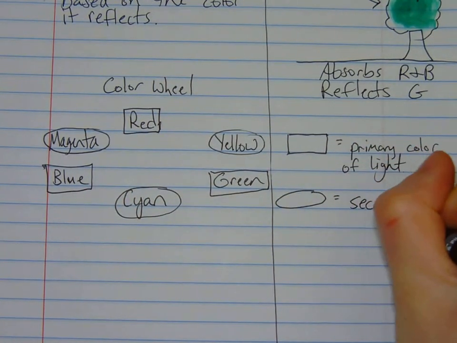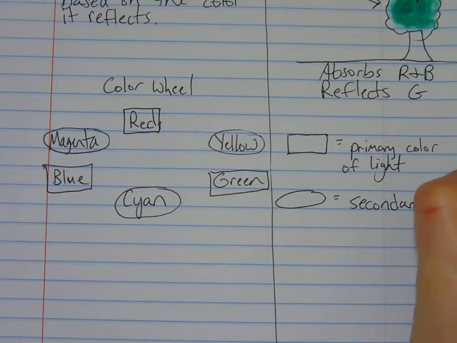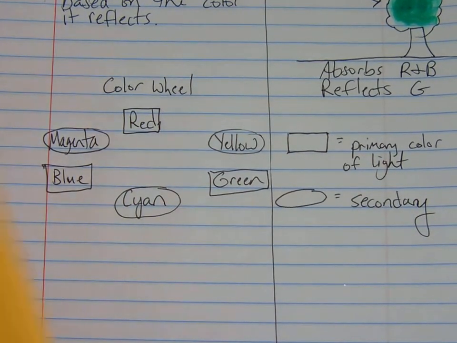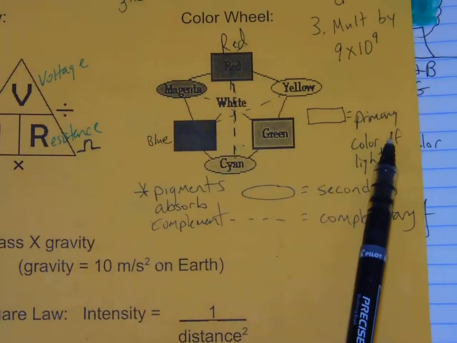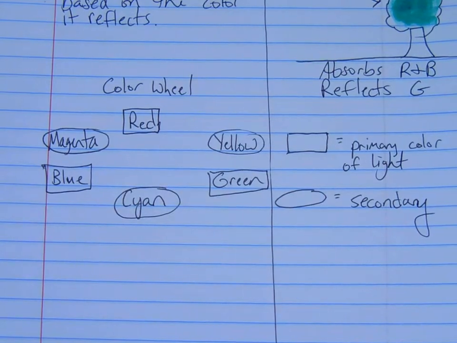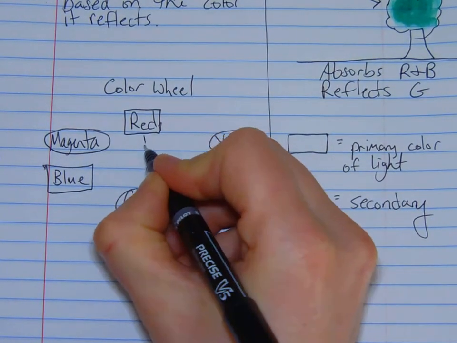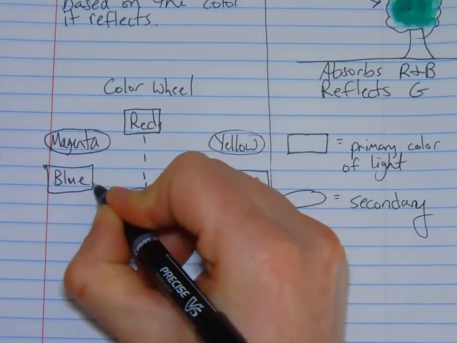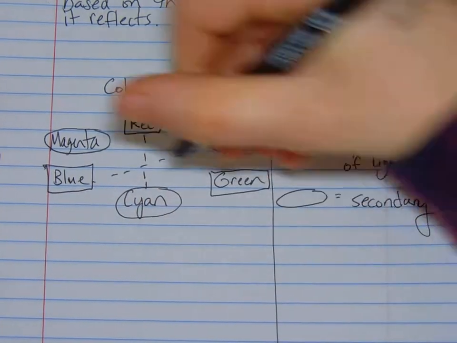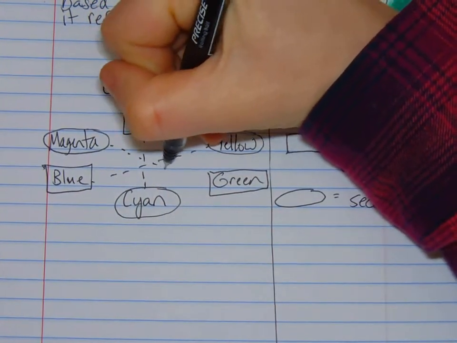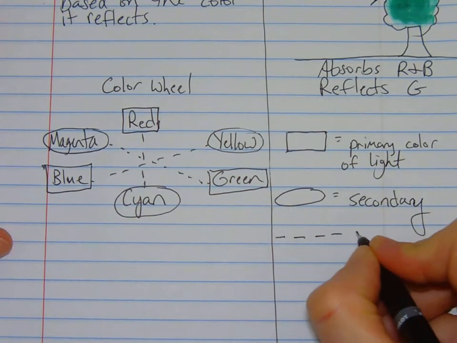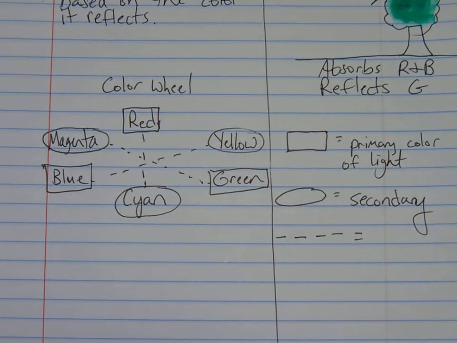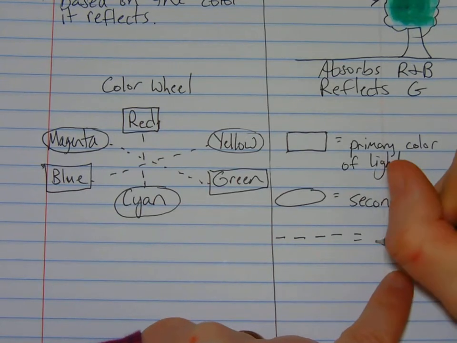These are secondary colors of light. So what you might want to do here is somewhere have the square for primary color, circle secondary. Next thing we do, take a dashed line and connect colors that are across from each other. This becomes possibly even more important in LT3, where we talk about color by subtraction.